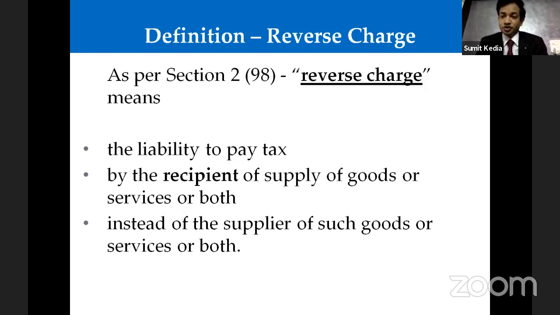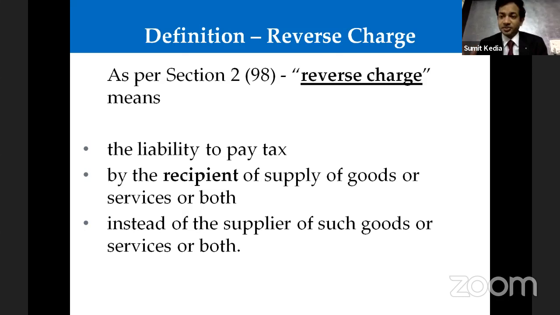Reverse charge is defined in the GST law. Section 2(98) defines reverse charge. It says reverse charge means the liability to pay tax by the recipient of supply of goods or service or both instead of the supplier of goods or service. So if you see here, the liability is pushed from the supplier to the recipient.